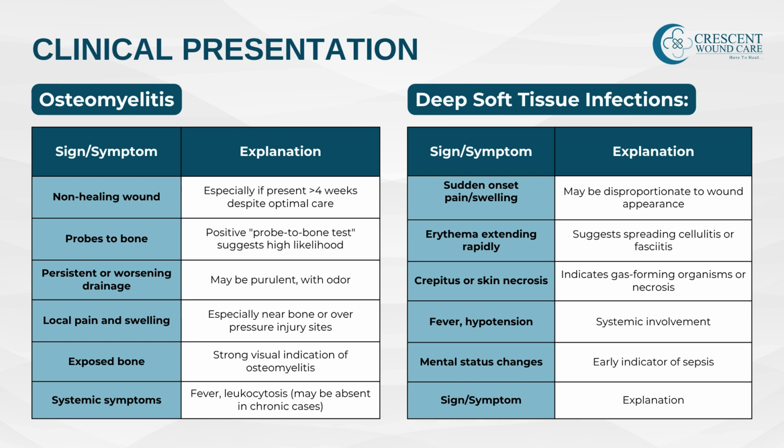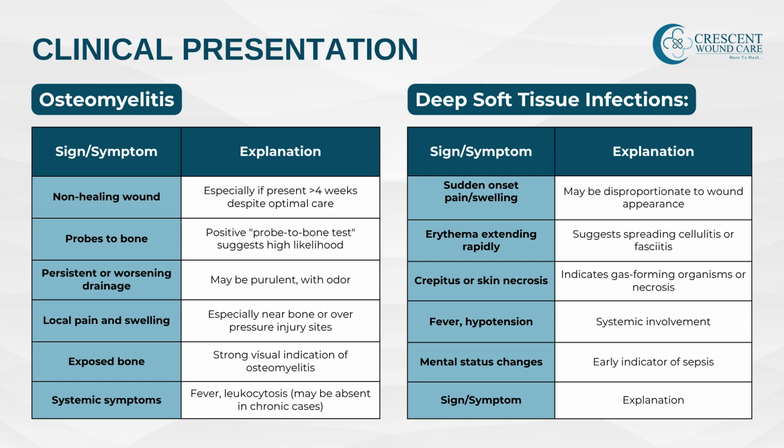How do these conditions show up clinically? For osteomyelitis, look out for wounds that don't heal even after 4 weeks. A positive probe-to-bone test is a strong indicator. Persistent drainage, exposed bone, pain, swelling, and possibly fever are all red flags.